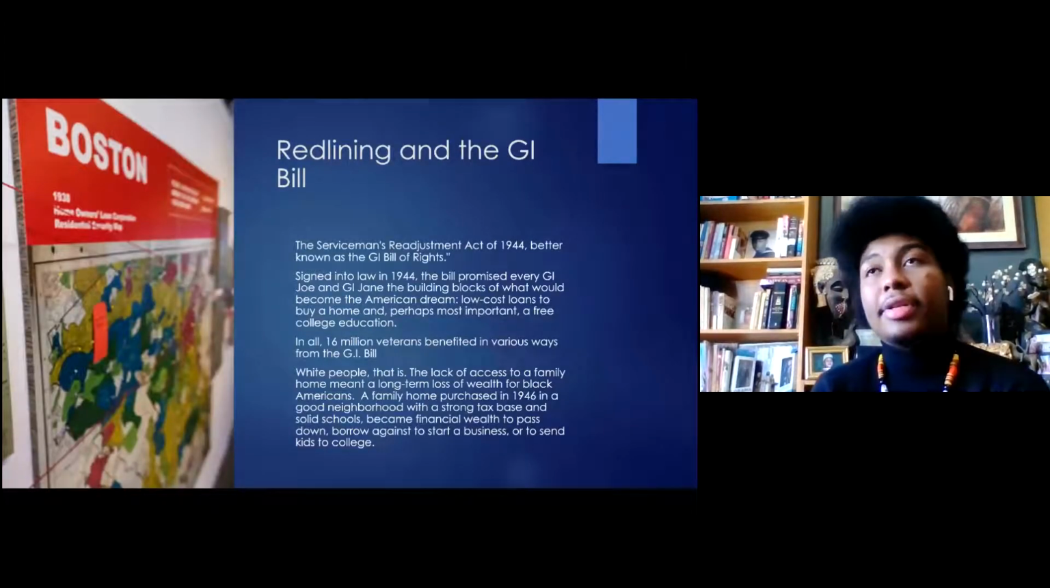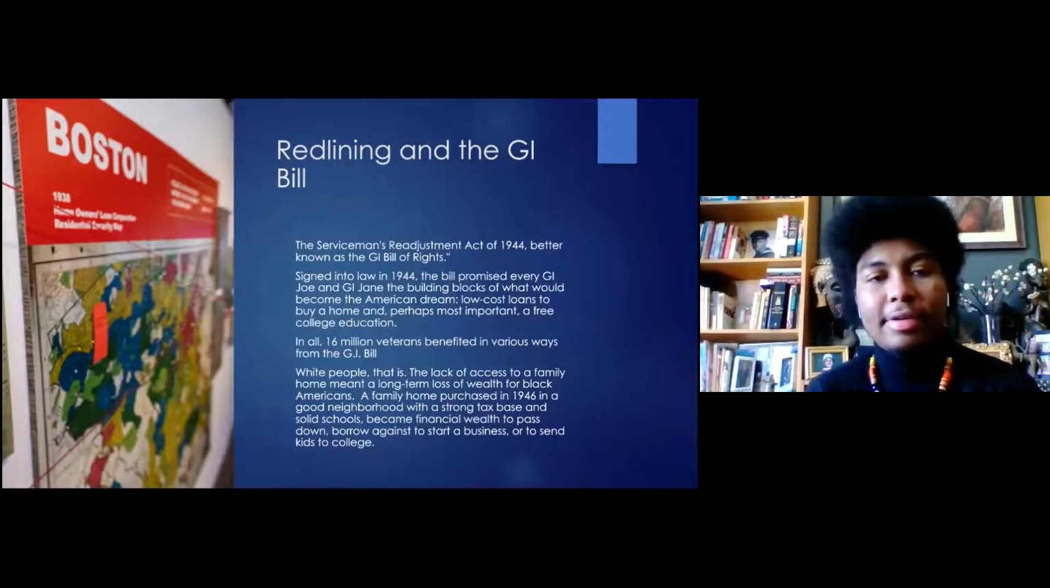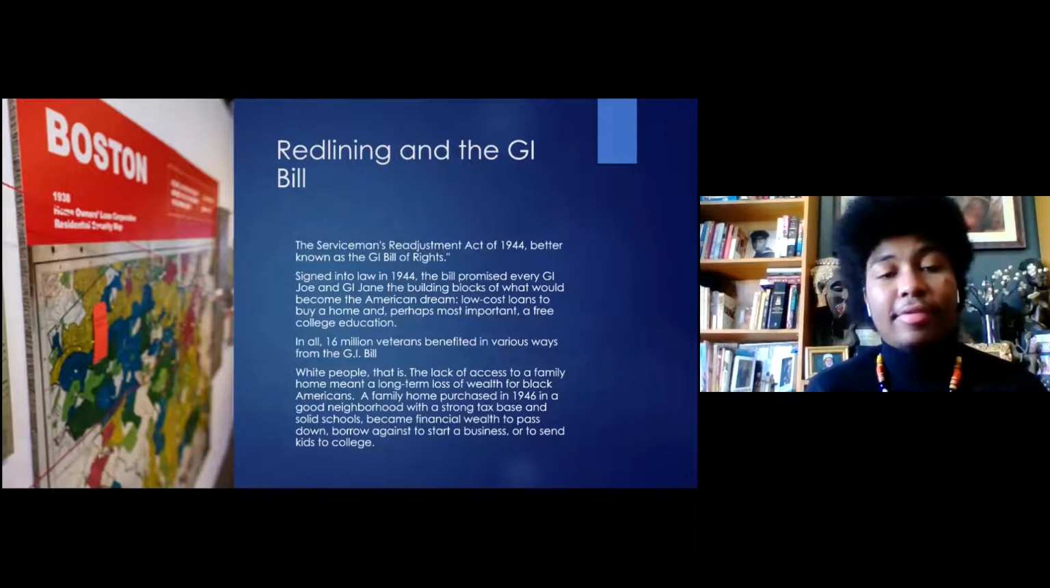Redlining and the GI Bill is something that goes very, very closely together. The term redlining comes from a common act on drawing maps, where you would put red lines around specific locations of danger. In this case, of course, referring to locations that were primarily occupied by Black citizens.